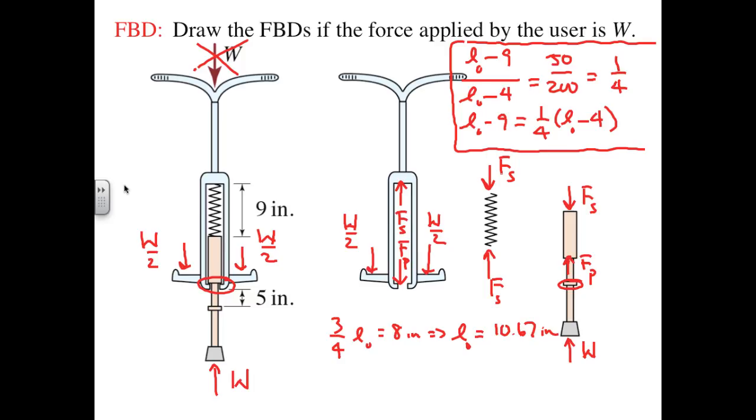I can then substitute that back into either of my equations to get the spring constant K. So for instance, I could write K is equal to W1 over (L0 minus L1), which would be 50 pounds over 10.67 minus 9 inches, and that turns out to be 30 pounds per inch. If you like, you can do the same thing with the second equation, that is, write K equals W2 over (L0 minus L2), and you should find you get exactly the same spring constant.